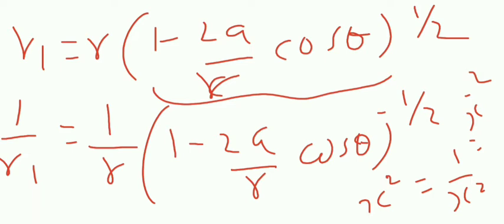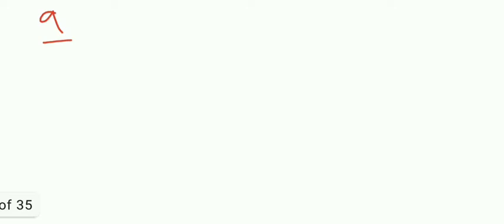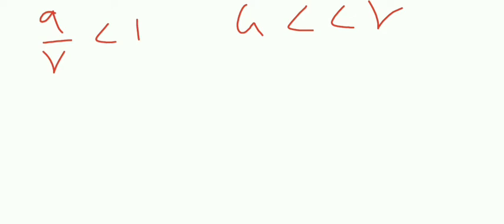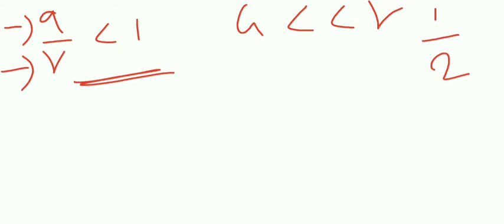Now we know that A by R is less than 1, right? Why is A by R less than 1? Because A is very much smaller than R. R is greater than A. So the numerator is a small number, the denominator is a big number. For example, the numerator is 1, the denominator is greater than that. So the result will be less than 1. Since A by R is less than 1, we can apply the binomial theorem to the above equation.